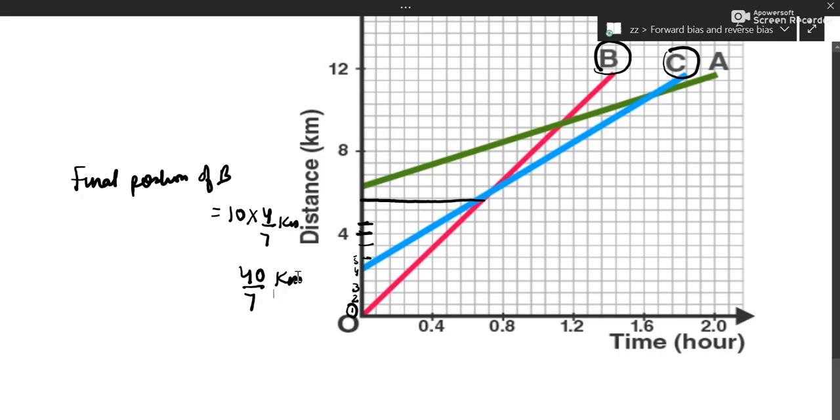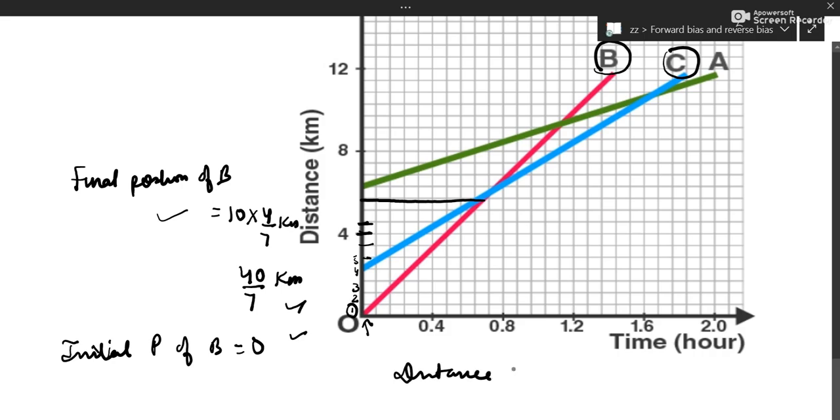And now this is the final position. What is the initial position of red? It's 0. So you can subtract the two. So this is the distance traveled by B. So basically it is 40 by 7. See, in certain graphs we will see it as 9, but that is also okay. If you feel they are intersecting here only, no problem.